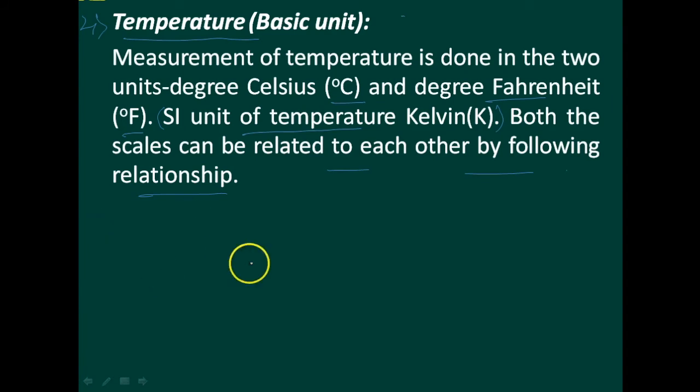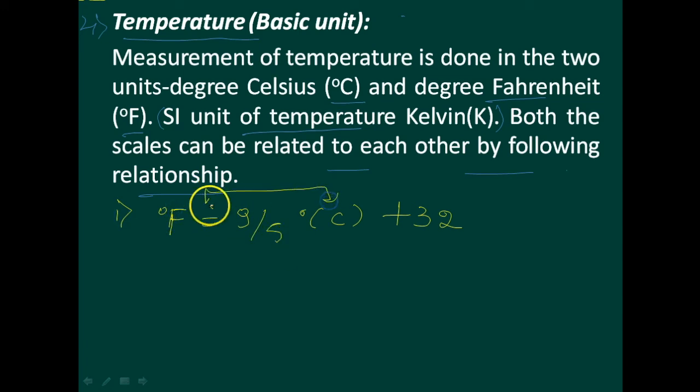So how it is defined: degree Fahrenheit is 9/5 degree Celsius plus 32. If you want to measure in degree Fahrenheit, this is how degree Fahrenheit and degree Celsius are related, so note it down. And the next is Kelvin.